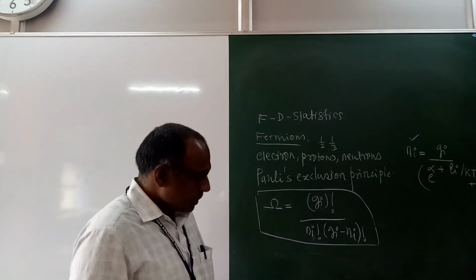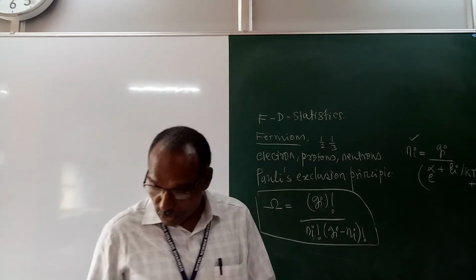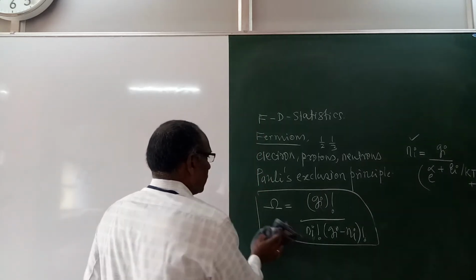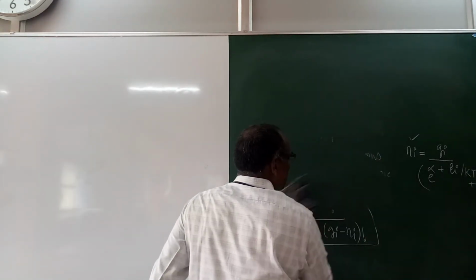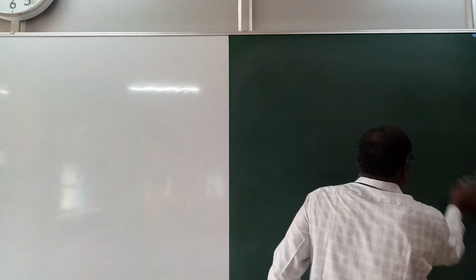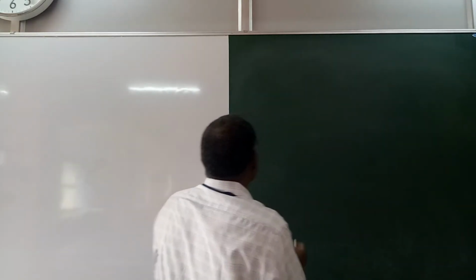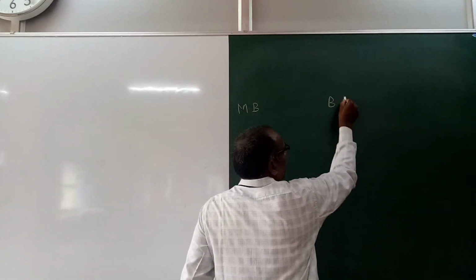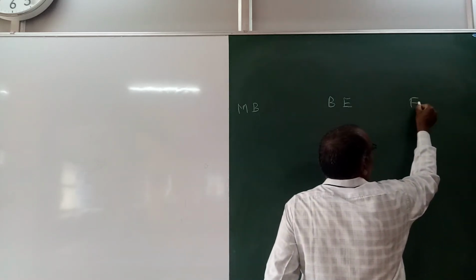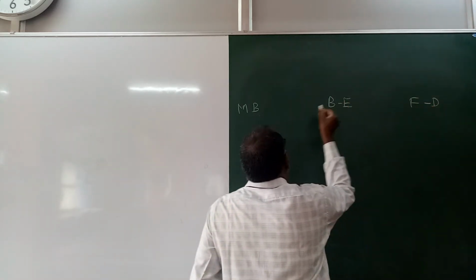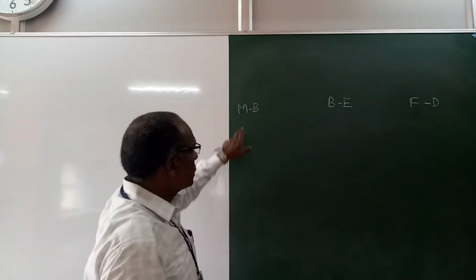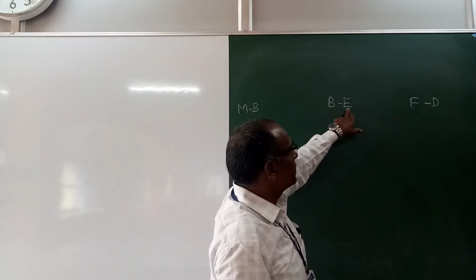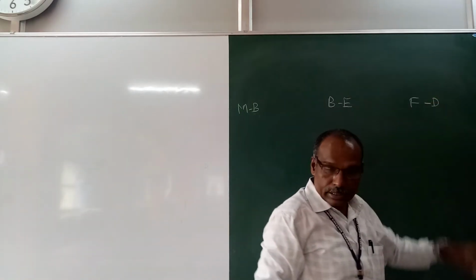Okay, so let us take one or two examples, or let us compare these three statistics. I'll write MB, BE and FD. MB means classical statistics, Maxwell-Boltzmann statistics, then Bose-Einstein statistics and Fermi-Dirac statistics.